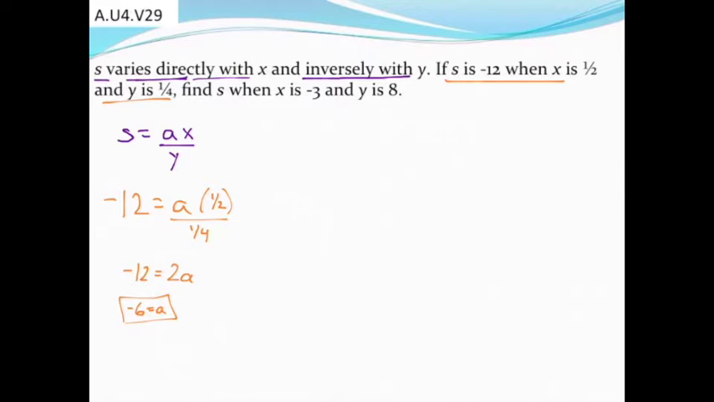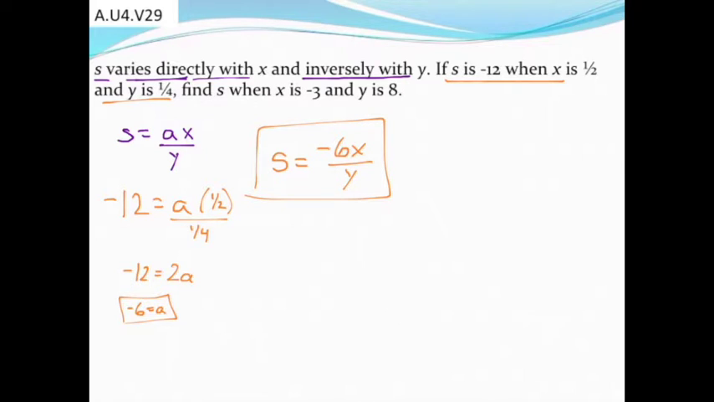So I can use that back up here to write my equation. Sometimes they ask you for the equation. So I would know that s equals -6 times x, and then divided by y. Oops, let's make that a better looking y so it doesn't look like before. So there's my model with the constant of variation figured out.